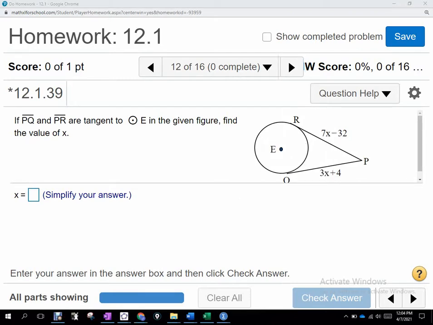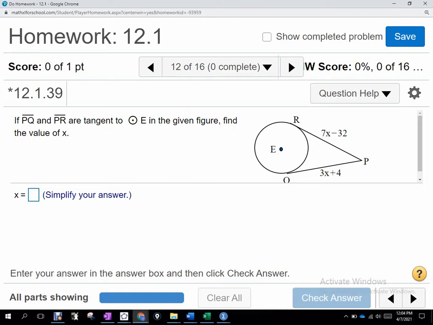Says PQ and PR are tangents. Circle E. So we haven't talked about this, but hopefully we realize that that's the way that we say circle E, right? So I'm writing the word circle out, kind of like when we do triangles. But they put a dot in it, so it doesn't look like an O. Okay, so if you ever see that notation, that's what they're talking about. Find the value of x.